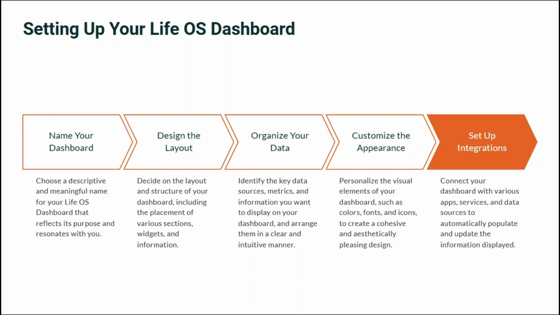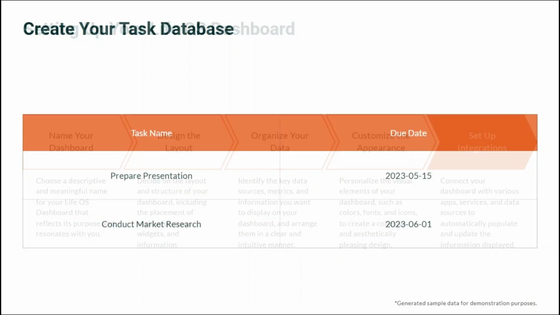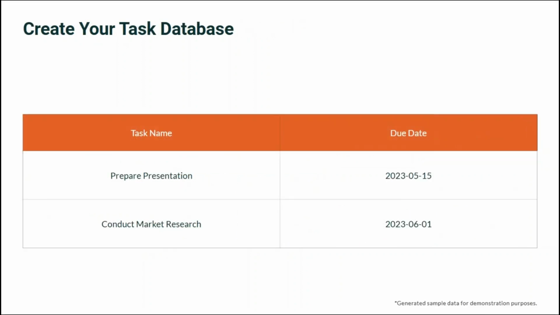2. Create your task database. Tasks are the backbone of any productivity system. Here's how to set them up. Insert a table. Type /table to add a table view, then convert it into a page for a focused workspace. Customize properties. Rename properties to task name, due date, and done. Use a checkbox property for marking tasks as completed.